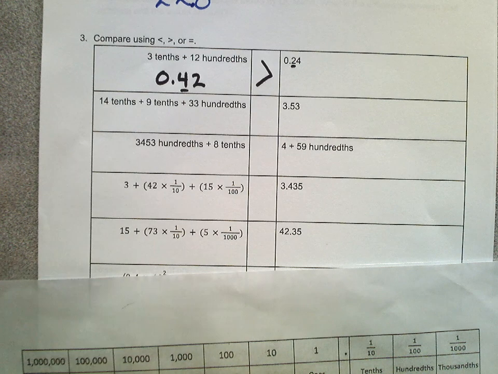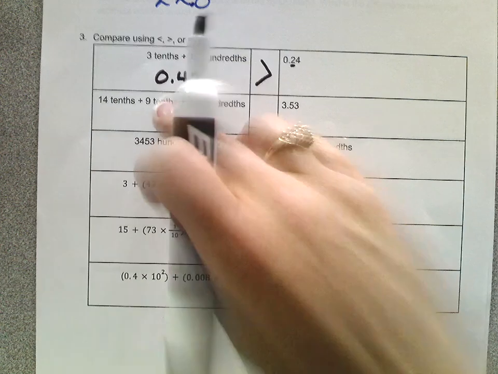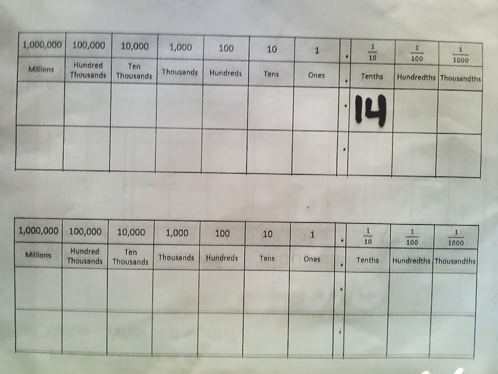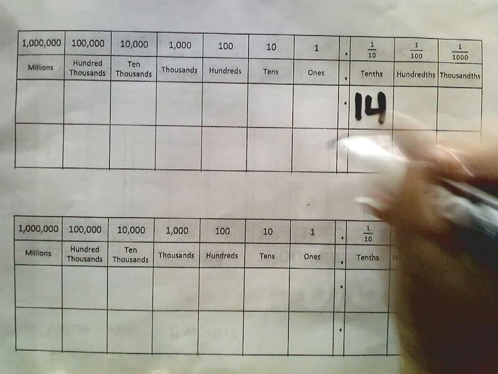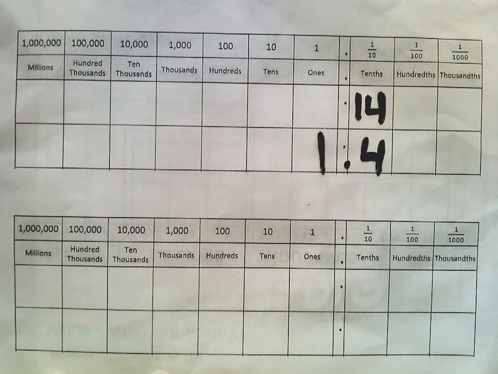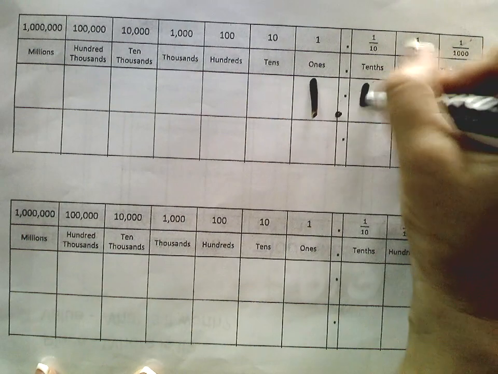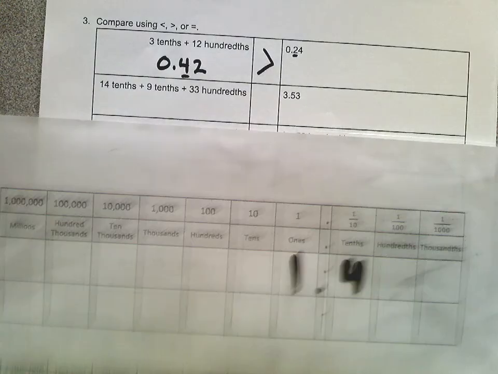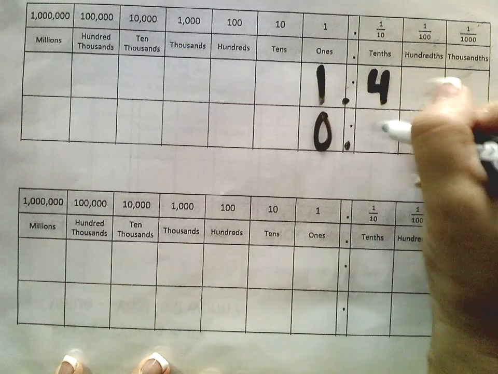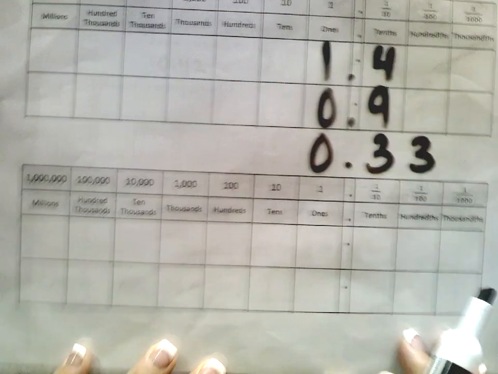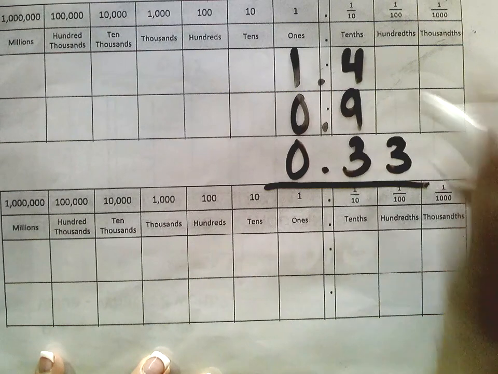All right, let's look at the next one. I've got to add it together. I got 14/10 plus 9/10 plus 33/100. Well, I can't write 14/10 like that, so we know we've got to slide over. So 14/10 would be 1 and 4/10. So I'll write that. The next number was 9/10, and the next number was 33/100. So those are the three numbers I'm going to be adding together.